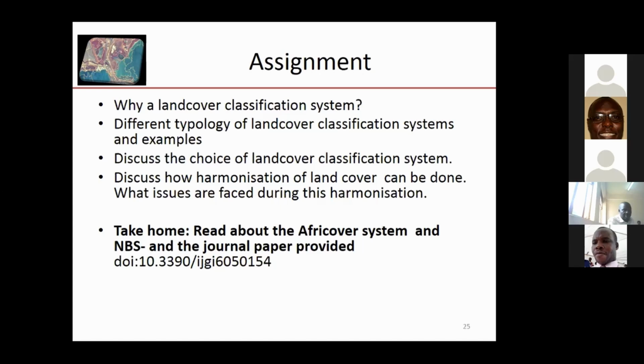I'm trying to explain the concept of de facto. Likewise, in land cover classification systems, there are some systems that are used commonly, but there is no law that says that you must use them. So those are de facto kinds of land cover classification systems.